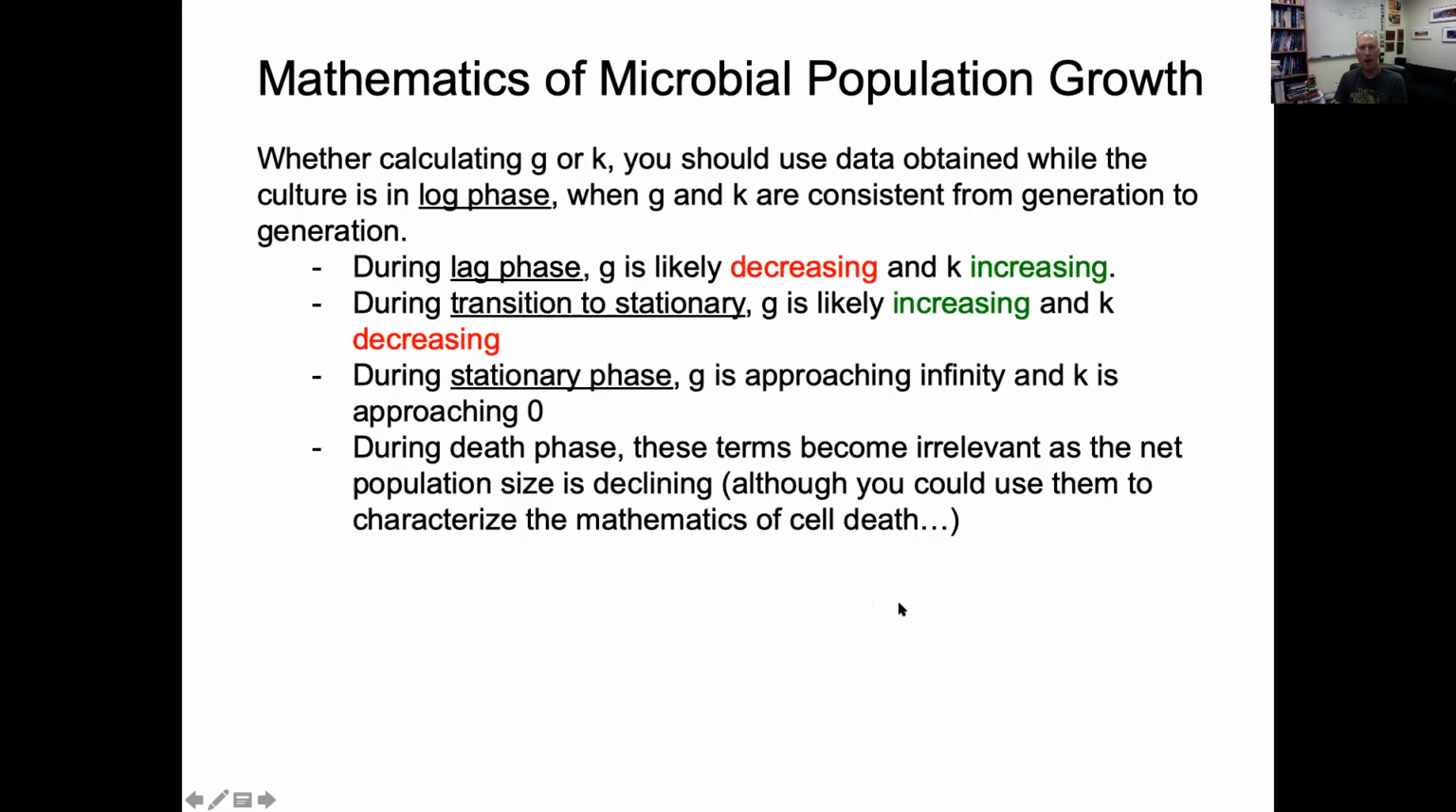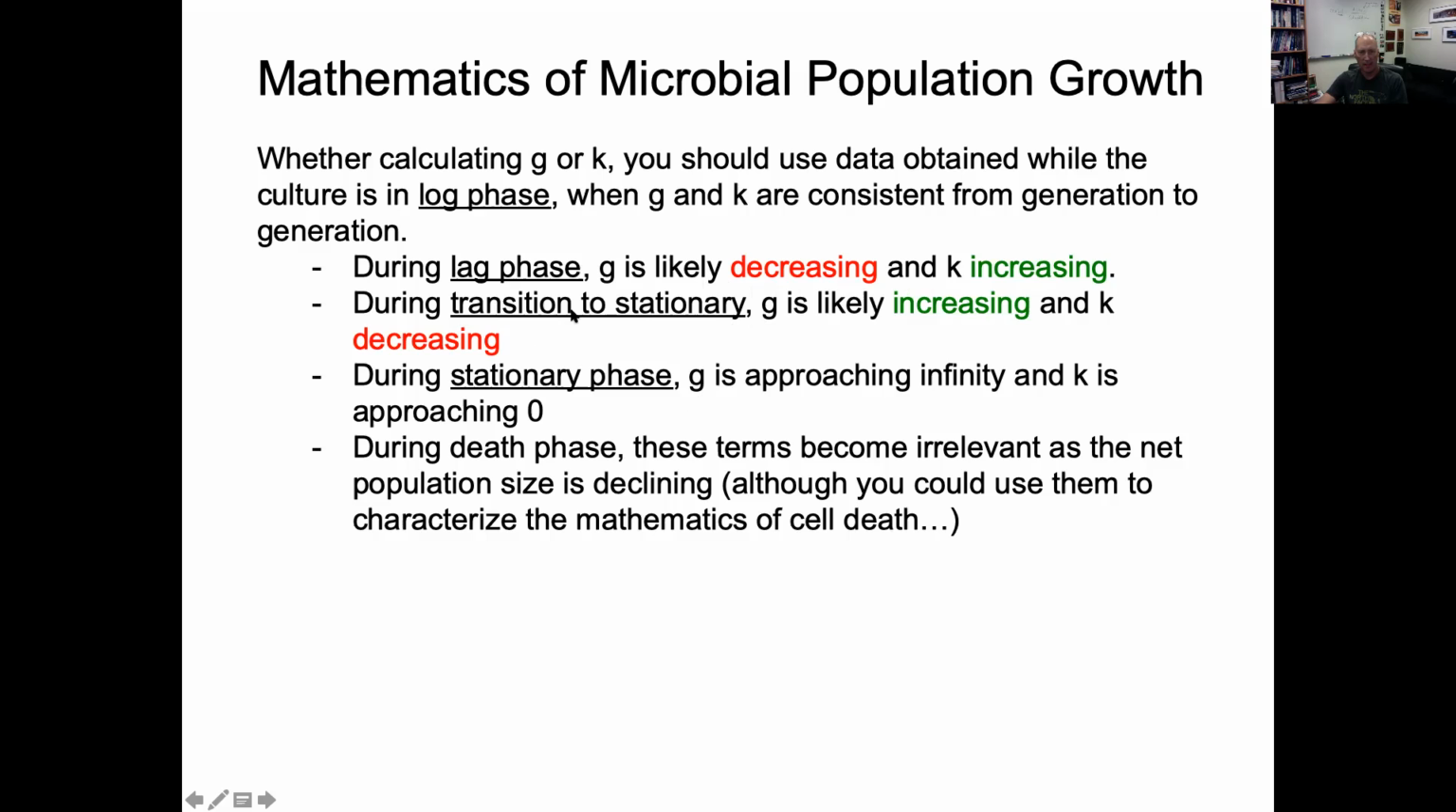Now, when thinking about how those numbers apply to the growth curve, think about it this way. During lag phase, G, the amount of time that it takes for each generation, is actually decreasing. Because if you're not growing at all, the amount of time for each generation is infinite, right? So the culture is dividing more rapidly. So G is decreasing, k is increasing, right?